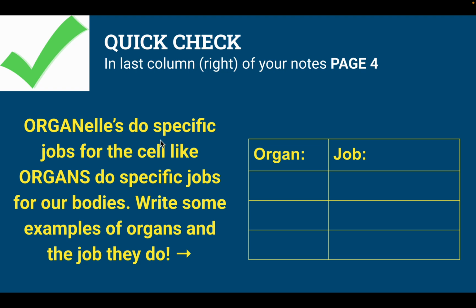Organelles do specific jobs for the cell, like organs do specific jobs for your body. Write some examples of organs and the job that they do. So here I want you to write 3 organs on the side of your notes for the quick check. And then what does it do for your body? That's what we're going to write where it says job.